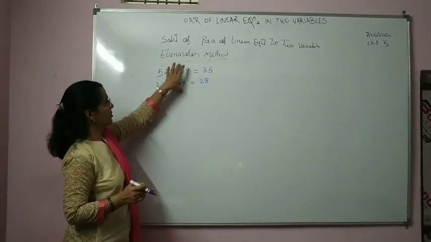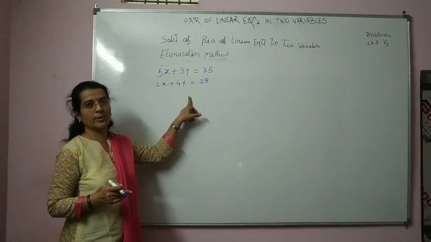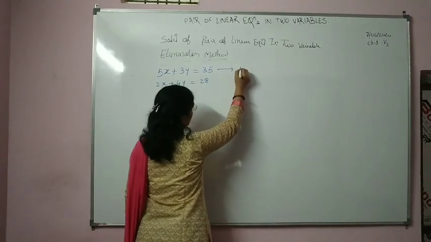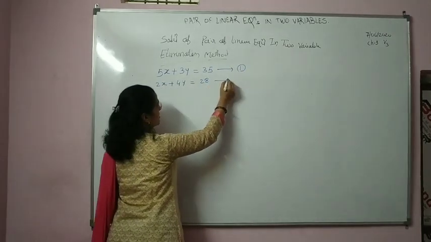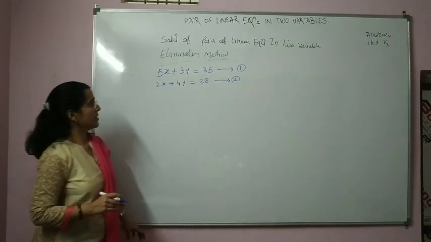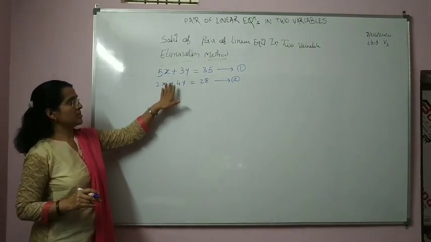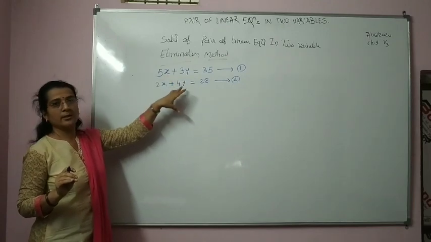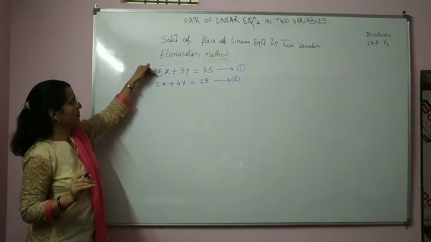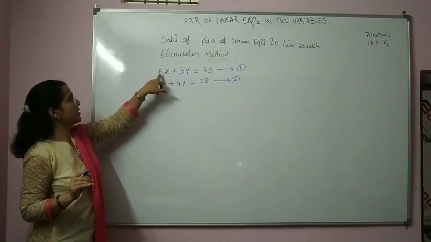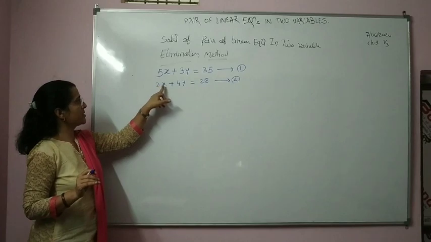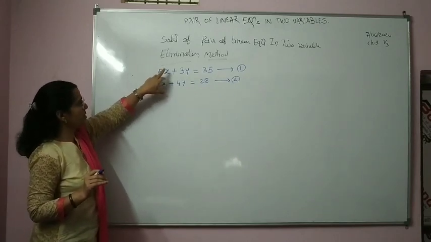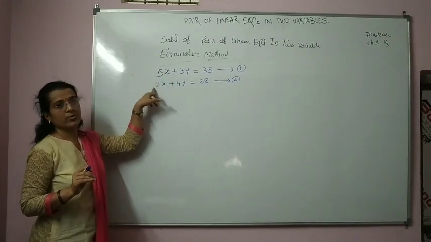So if you have two equations and the question is to solve the system of pair of linear equations by elimination method, just name the first equation as equation number 1 and the second equation as equation number 2. To eliminate either the variable x or the variable y, whichever is convenient, what is the process? Just take the LCM of both the coefficients. Suppose the coefficient of x is 5 and the coefficient of x is 2. Then the LCM of 5 and 2 is 10. It means make the coefficient of x in both equations equal to 10.